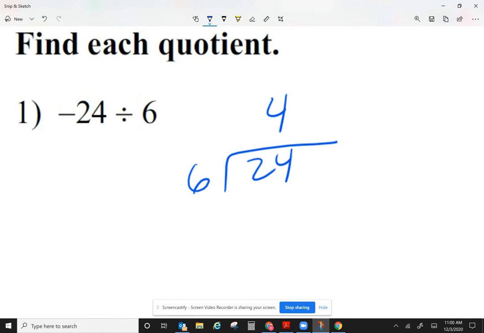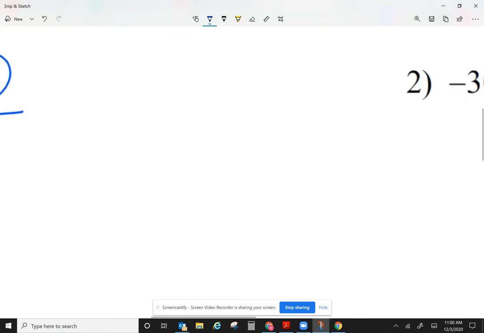Now, when it comes to the sign, I'm going to give it a negative sign. And the reason why is because my numbers to begin with had different signs. If they had the same sign, I would call it positive. But when they have different signs, I'm going to call that negative. So negative 4 in this case.